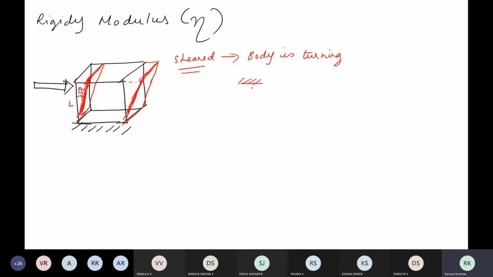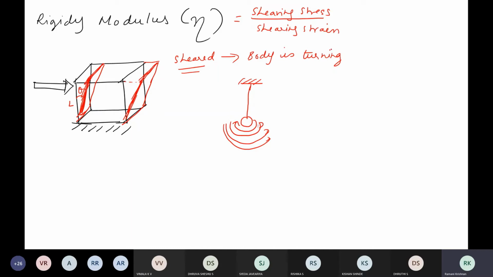If I have a rigid body like a stone, fixed here, and I give it a twist and leave it, this is going to be sheared. The body is twisted through an angle. Rigidity modulus is defined as shearing stress by shearing strain. Stress means force acting per unit area, and shearing strain means the change it has undergone, which is theta. Theta is called the shearing angle.